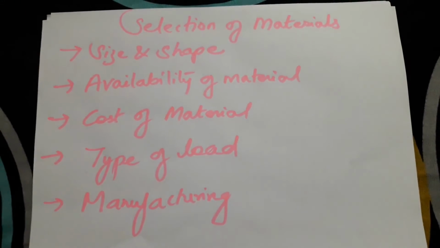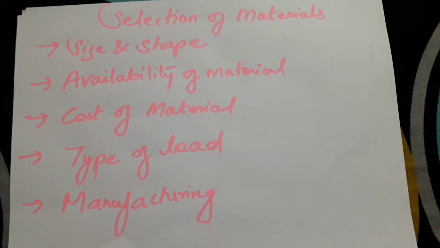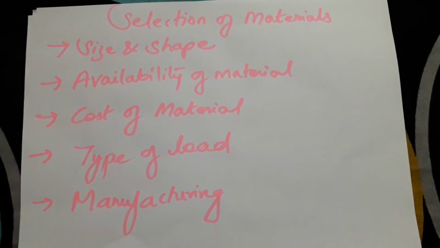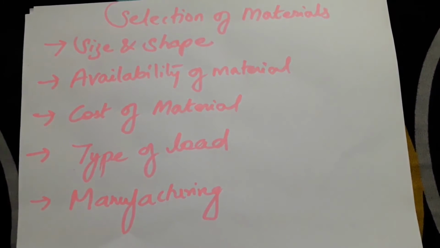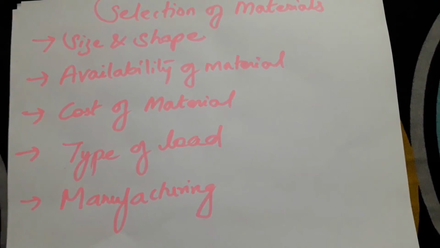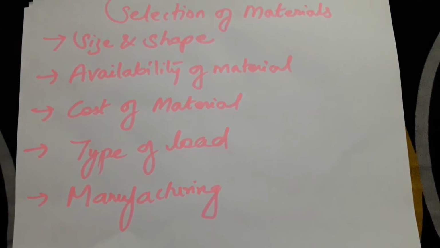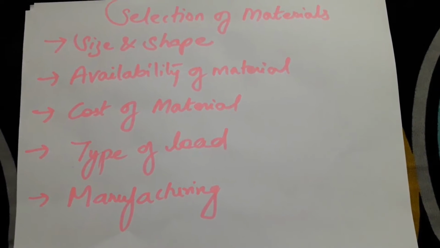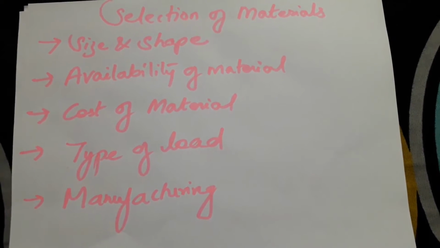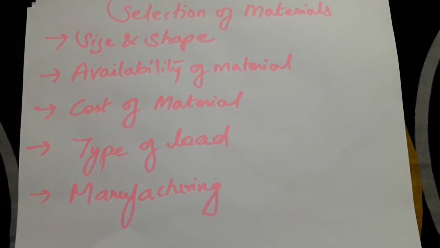Next is availability of the material. You have established an industry in Hyderabad and you are trying to select a material which is not at all available in Hyderabad. You have selected somewhere where the material is available in Punjab. So, your cost of production increases due to the unavailability of the material. So, where is the question of getting the component in a more economical way? So, availability of the material is most important.